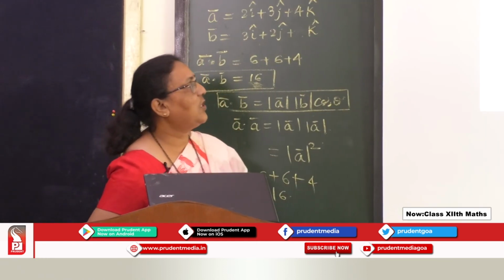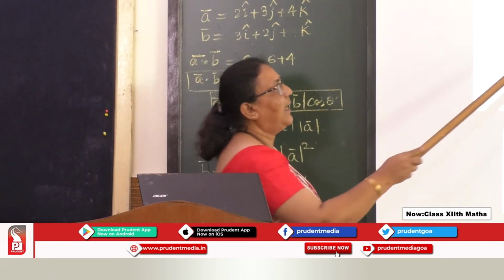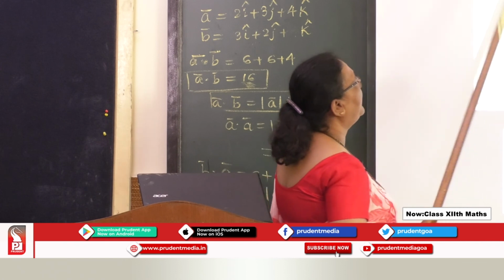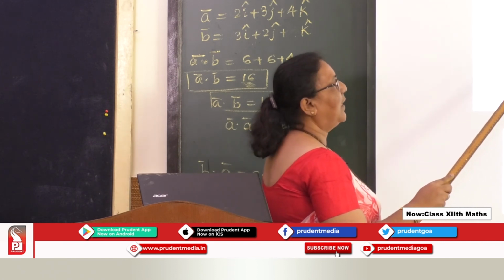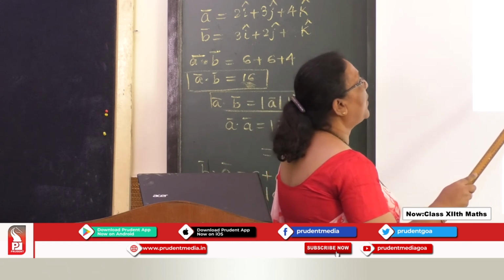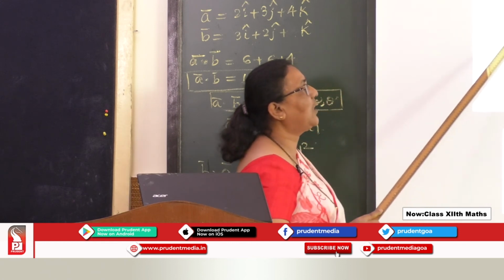Now the definition of this: see, vector A is given by this and vector B is given by this, two vectors in 3-dimensional space. The cross product of these two vectors, A cross B.